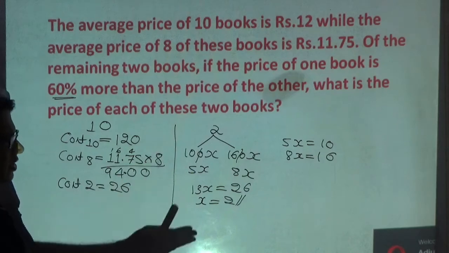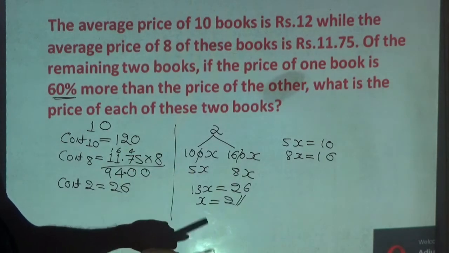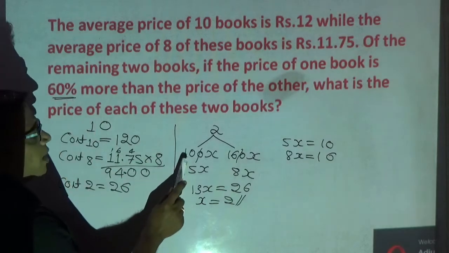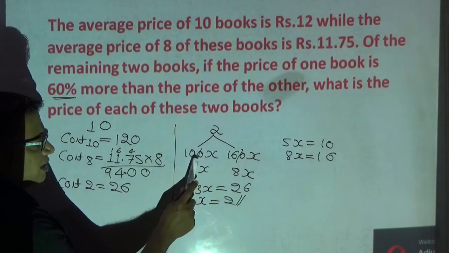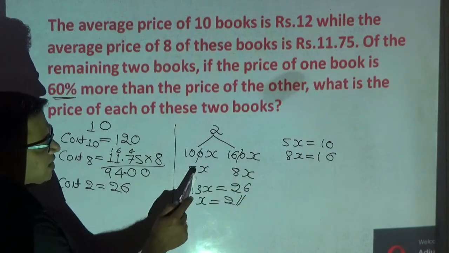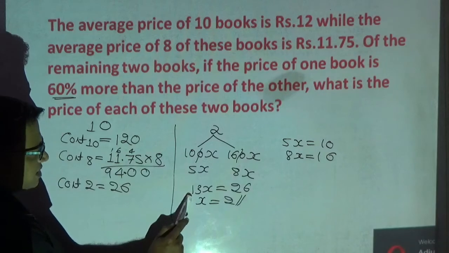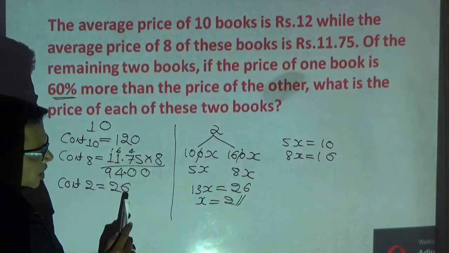These 2 books are in such a way that the price of one book is 60% more. Since I have expressed in terms of percentage, one book price I am going to take as 100x, and the second book, 60% more, means 160x. If I simplify this, this will become 5x and this will become 8x. The sum of these 2 books is 13x. I know the 13x is nothing but 26.